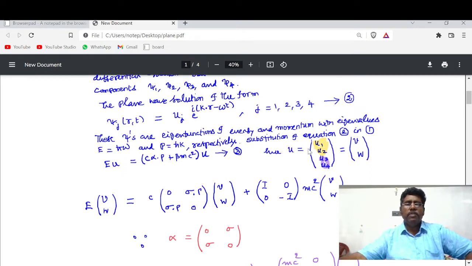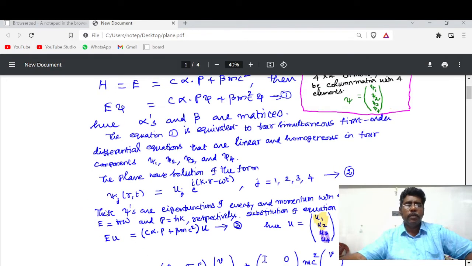These 4 elements column matrix should be reduced into 2 by 2 form. That is U equal to V, W. Here V equal to U1, U2 and W equal to U3, U4. The reason for converting this column matrix, the 4 elements, into column matrices with 2 elements is explained below.